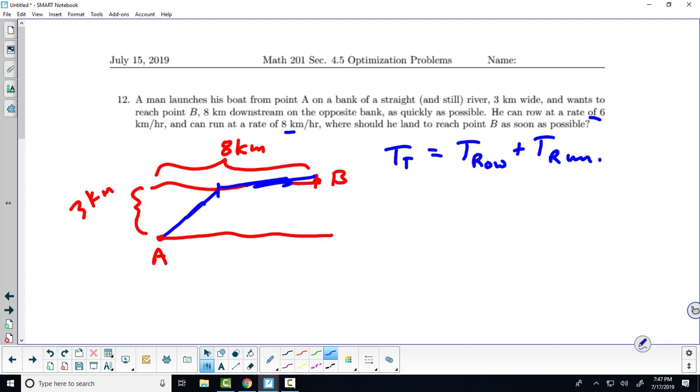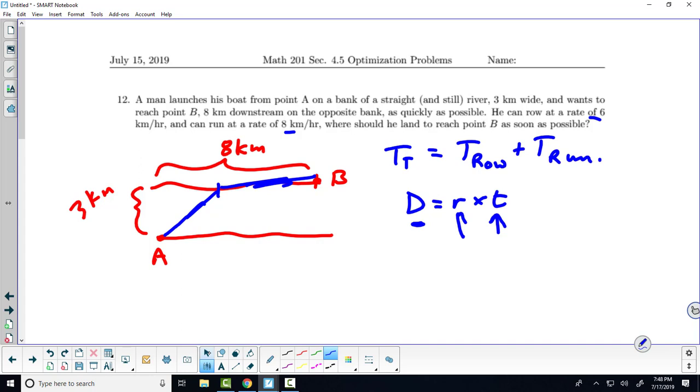True? Okay. Then we remember the age-old formula: distance is equal to rate times time. Okay, that's a very old formula. We use it all the time in algebra. Let me just remind you of it. If you go 30 miles per hour for 4 hours, you will travel a distance of 120 miles.